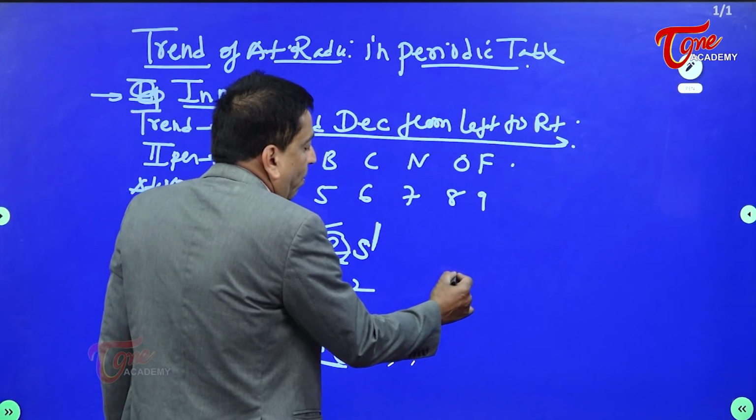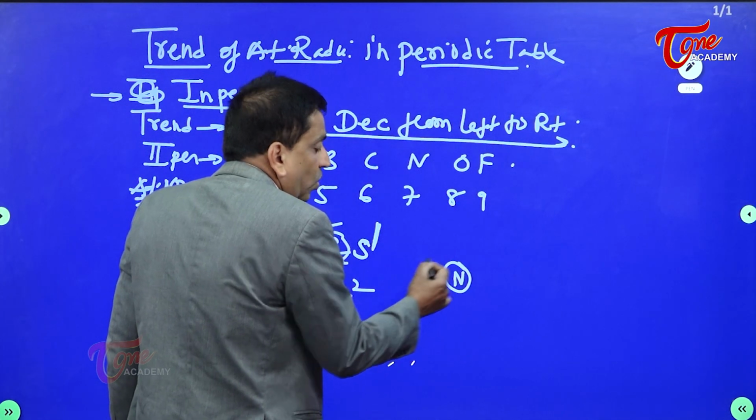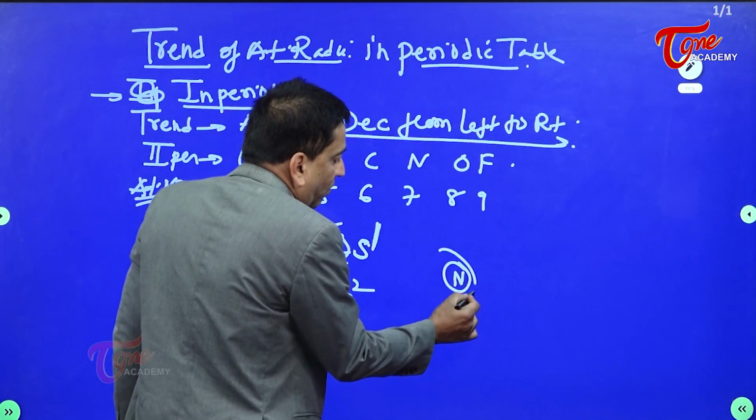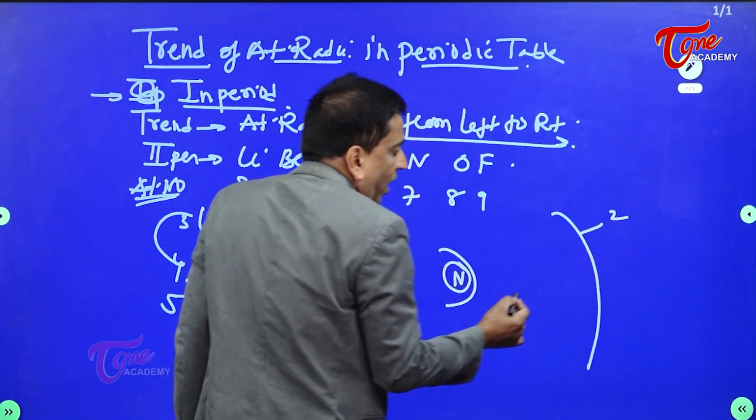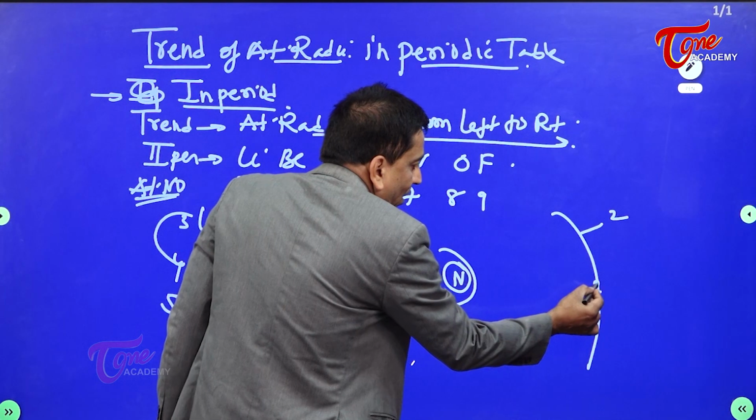So what I can show you is a pictorial representation. You start off with this nucleus, and the size of the nucleus is increasing, but the outermost shell is this, right? That is the second shell. You have only one electron initially.